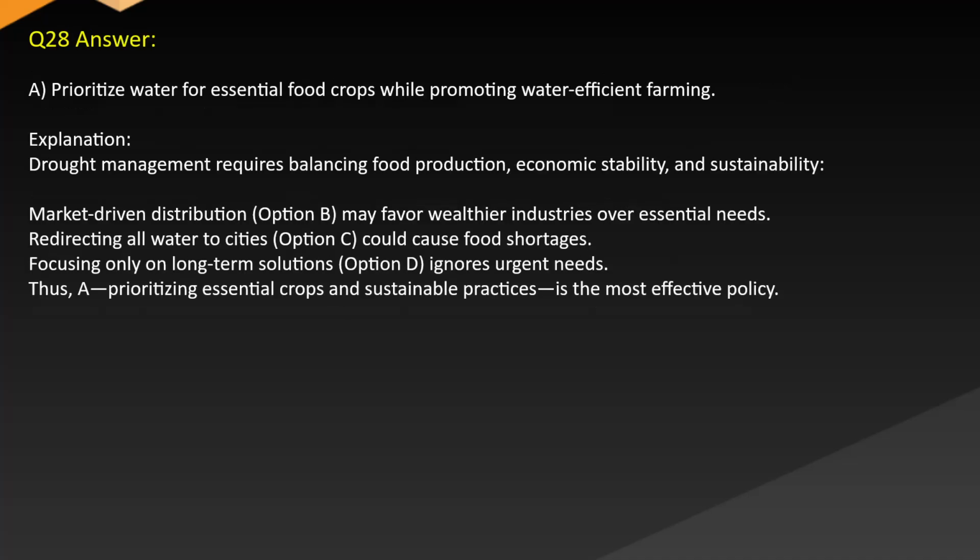Answer A. Prioritize water for essential food crops while promoting water-efficient farming. Explanation. Drought management requires balancing food production, economic stability, and sustainability. Market-driven distribution, option B, may favor wealthier industries over essential needs. Redirecting all water to cities, option C, could cause food shortages. Focusing only on long-term solutions, option D, ignores urgent needs. Prioritizing essential crops and sustainable practices is the most effective policy.